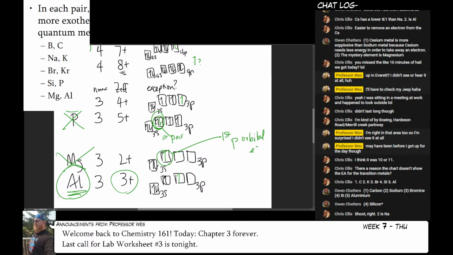If I had given you instead sodium and magnesium, you would also still pick sodium because you hit an exception. And the exceptions just trump everything in this. If you hit an exception for any two that I'm going to compare, pick the other one. It'll always be the right answer.